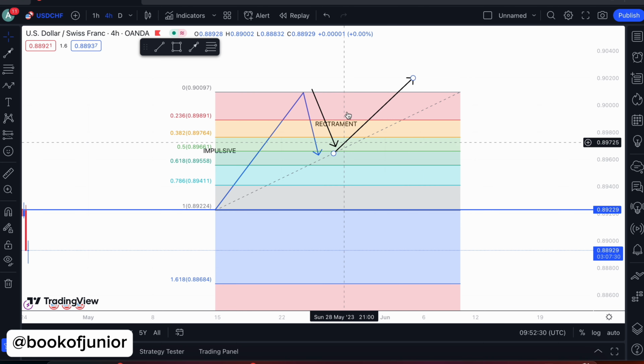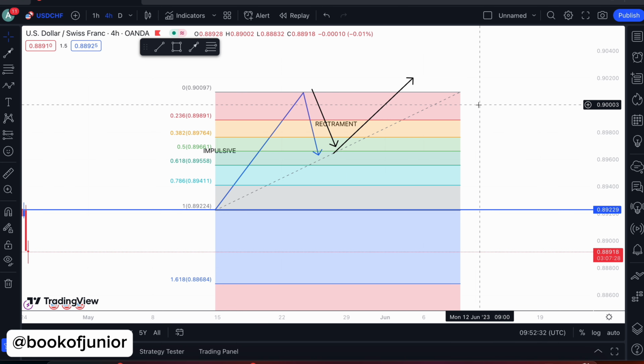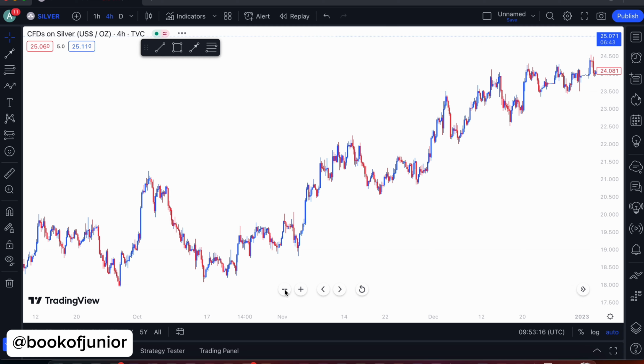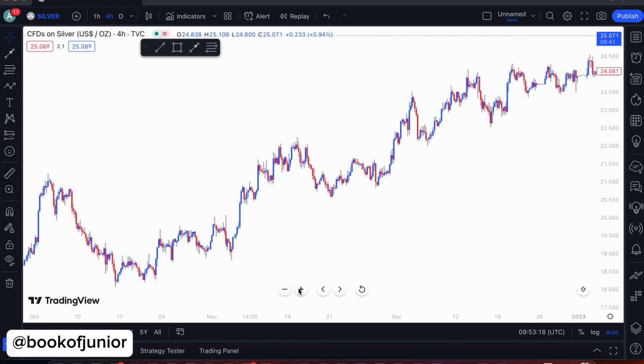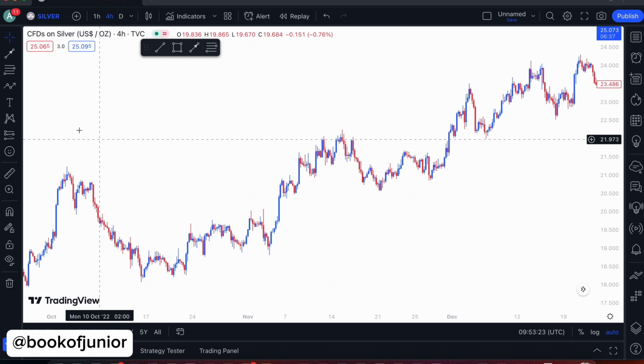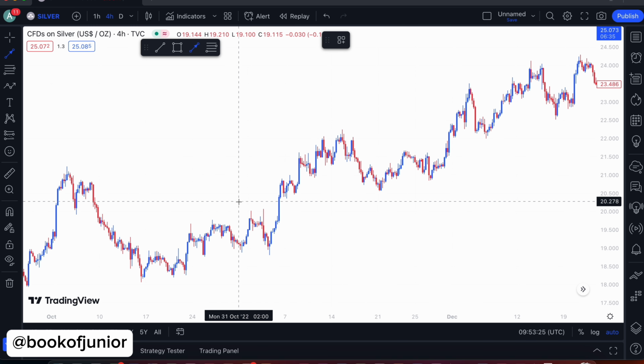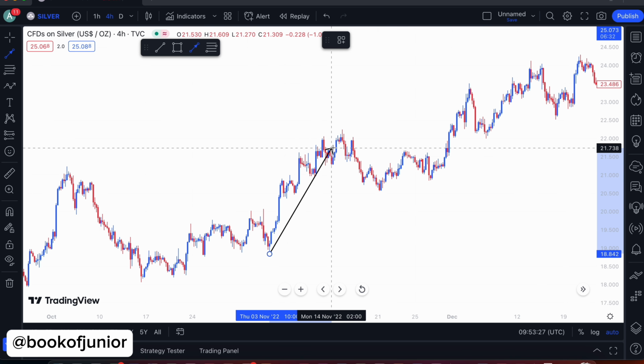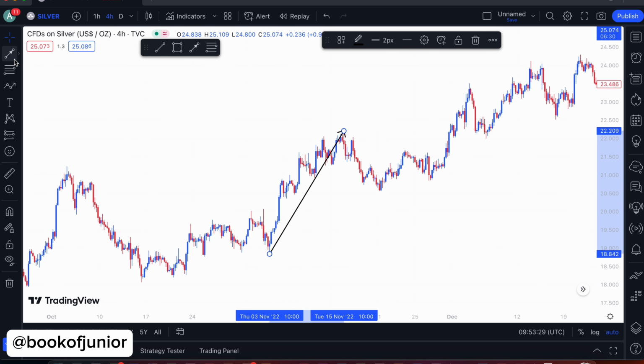So let's go now on our live market and show you. This is an uptrend market. So this is our market right here, traders, as you can see. Even though everything has already happened, I recommend you guys go and backtest. So this is our impulsive move from here to up here, then this is our retracement.